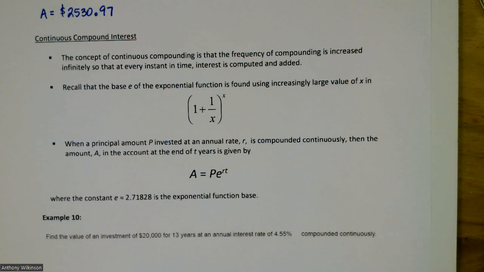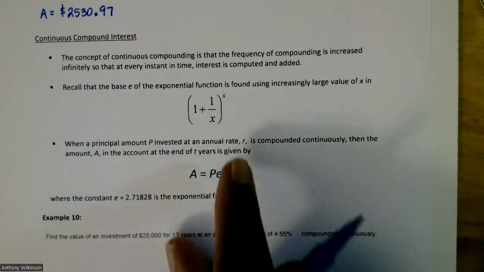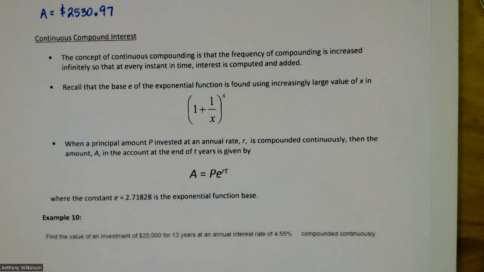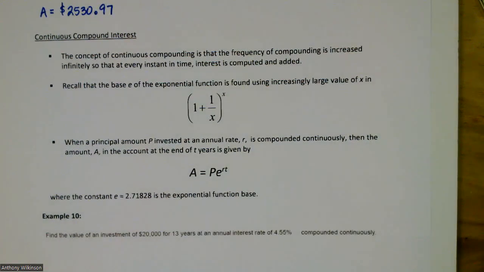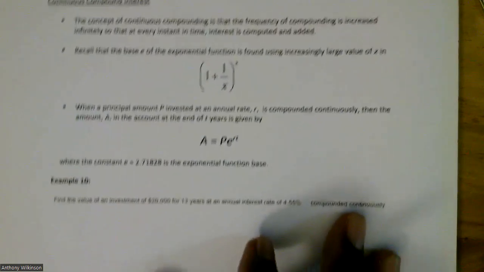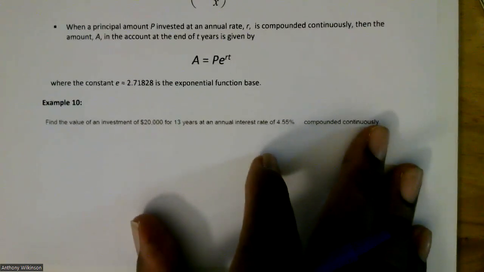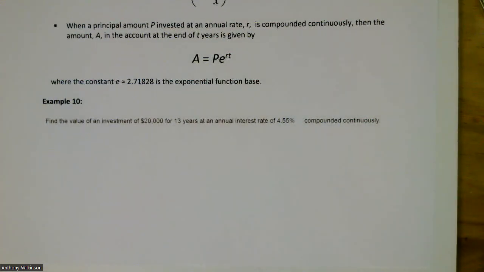When a principal amount P is invested at an annual rate called R, and is compounded continuously, then the amount A in the account at the end of T years is given by this formula. A is equal to P times e to the RT. And of course, E is your constant. That's the exponential function base. Okay, so you've probably seen this again in college algebra as well. But let's say we had this example.